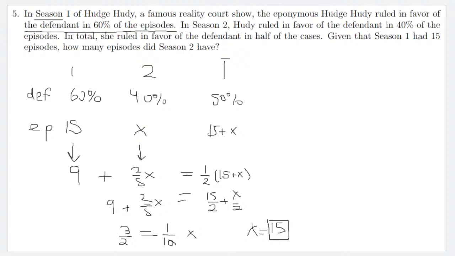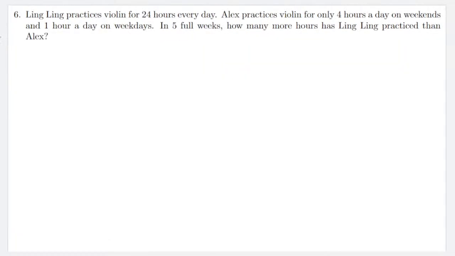Okay, now moving on to number 6. So problem 6 asks us to find how many more hours Ling Ling has practiced over 5 weeks than Alex. So first we can find the number of hours Ling Ling practices every week. So since she practices 4 hours each day over 1 week or 7 days, this gives 24 times 7, or 168 hours in a week.